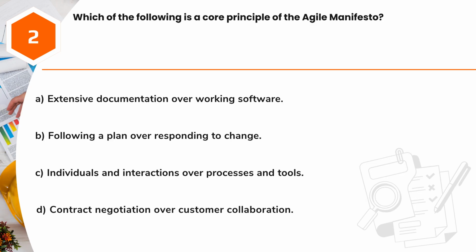Question 2. Which of the following is a core principle of the Agile Manifesto? A. Extensive documentation over working software. B. Following a plan over responding to change. C. Individuals and interactions over processes and tools. D. Contract negotiation over customer collaboration.